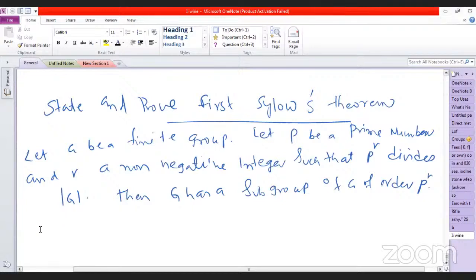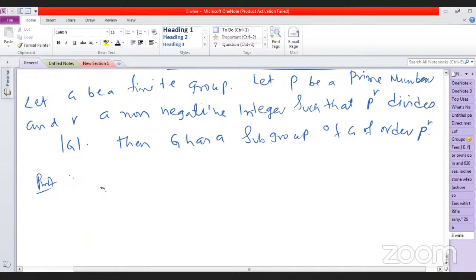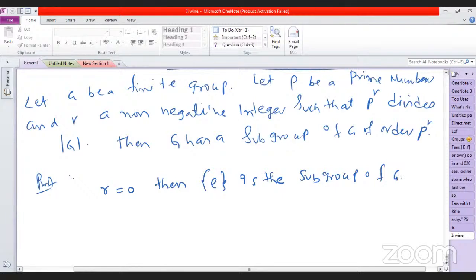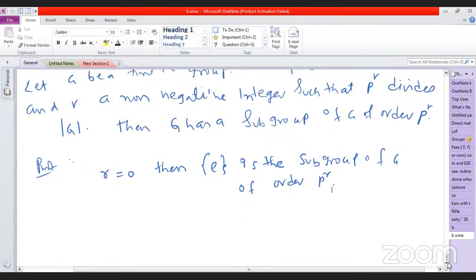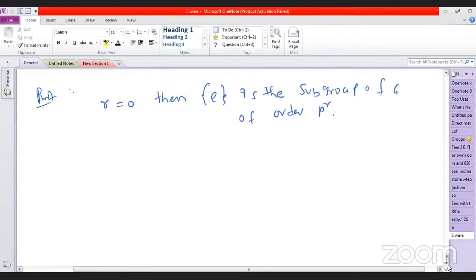Then we are taking the proof here. Suppose R is equal to 0. Then E, the identity element, is a subgroup of G of order P power R. So E is a subgroup of order P power R. Now suppose R is greater than 0. Then the order of G is greater than P.